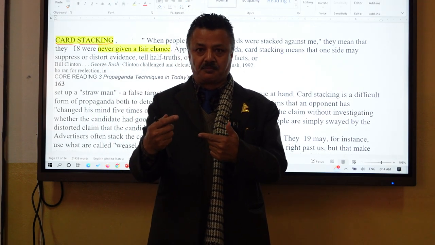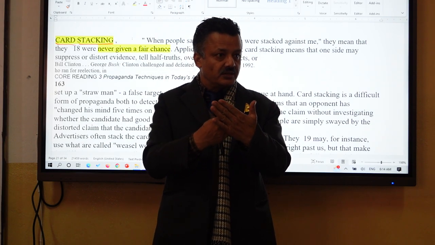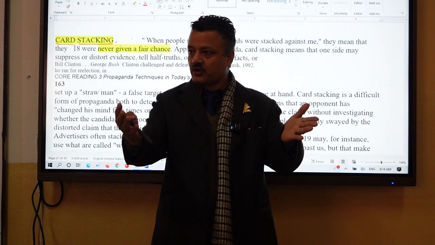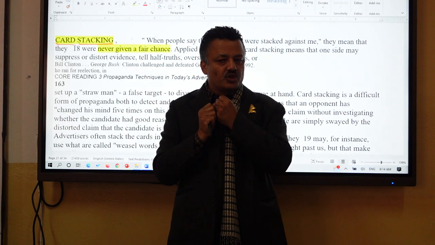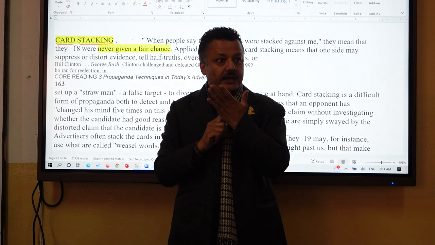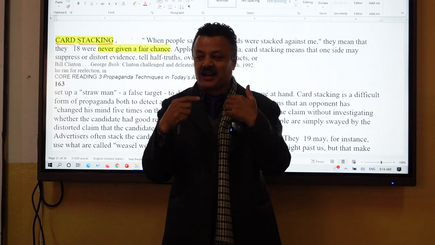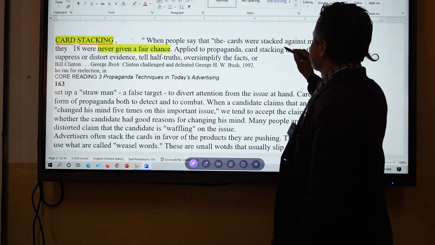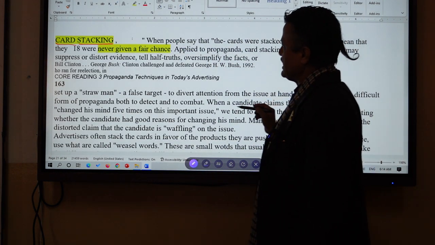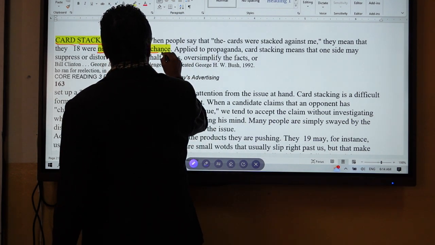So here the purpose is hiding. In card stacking, you hide your cards from the opponent. You don't tell them, right? The opponent is there and you try your best to hide. So in card stacking, you hide and you do a sort of conspiracy, let's say. You are planning against them, right? When people say that the cards were stacked against me, they mean that they were never given a fair chance.